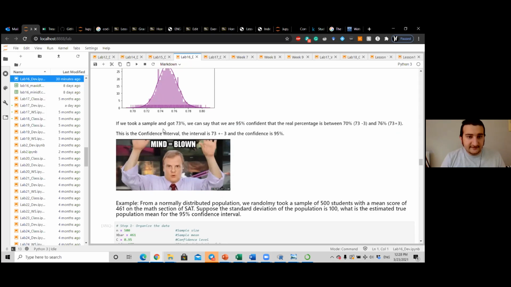So if we took a sample and got 73%, we can say that we are 95% confident that the real percentage is between 70% and 76%. This is the confidence interval. The interval is 73 plus or minus 3, and the confidence is 95%.